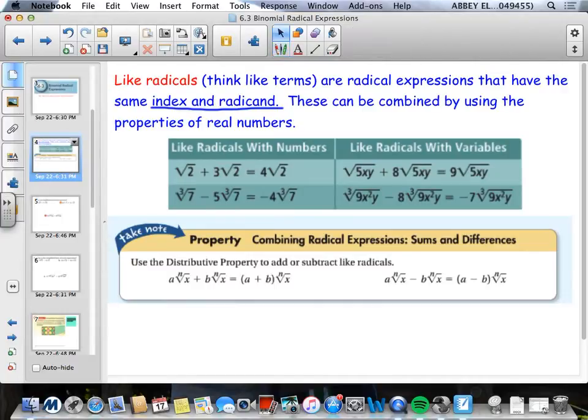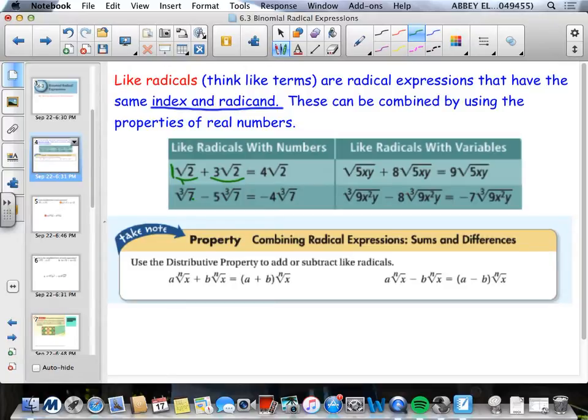So, if you will, look at this chart here with me. I have the square root of 2 plus 3 square roots of 2. So that gives me a total of 4 square roots of 2. If it makes you feel more comfortable, you can put a 1 up front there, so you can see where that 4 square roots of 2 comes from. On the next one, we have square root of 5xy plus 8 square roots of 5xy. That means in total I have 9 square roots of 5xy. So you can almost treat what's in that radical as its own variable and then just combine how many of those you have all together.